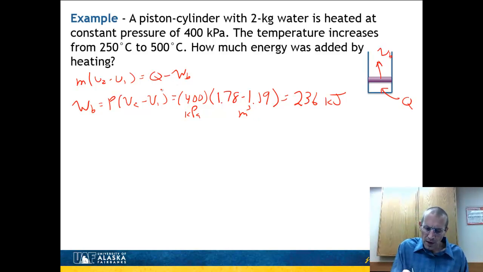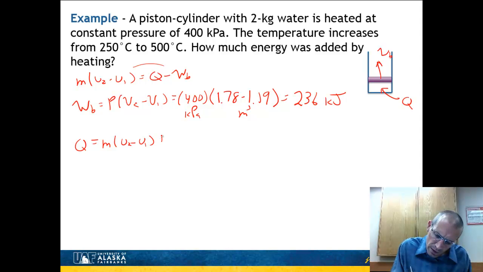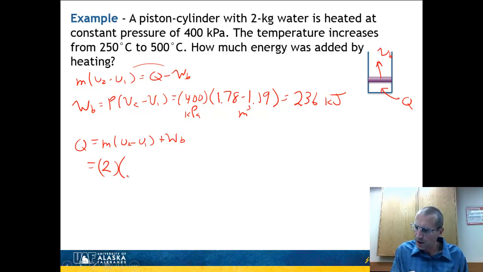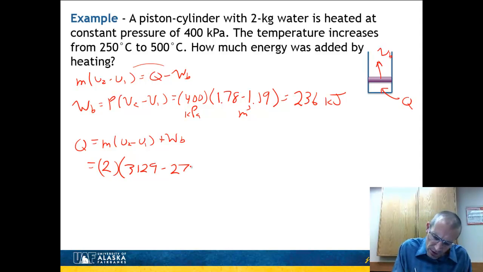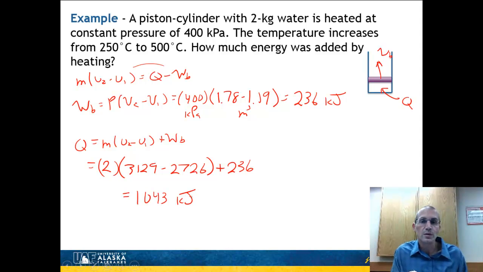And now I'm going to solve for Q. So I'm going to bring boundary work to the other side. Q is equal to m(U2 minus U1) plus the boundary work. Let's put in all the numbers that we have. 2, and then we had U2, so 3129. This was from the previous slide. 2726. And then I'm adding the boundary work, so I brought it to the other side, plus my 236. And that's going to give me my Q of 1043 kilojoules. So that's the amount of heat. So I was able to use the first law to find out what that value of Q was.